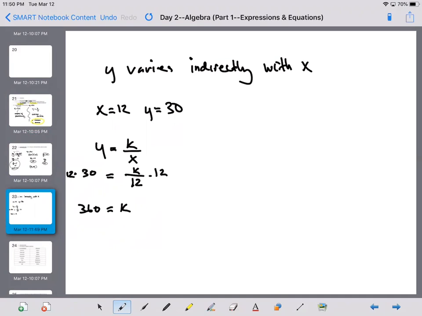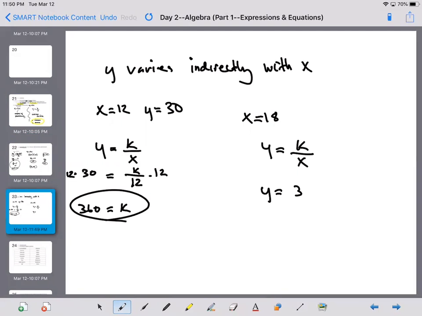So now let's say that if x is 18 and it varies indirectly, figure out what y would be. Well, that would be 360 divided by 18, and that would give us our value of y. And so that would give us 20 as an answer.